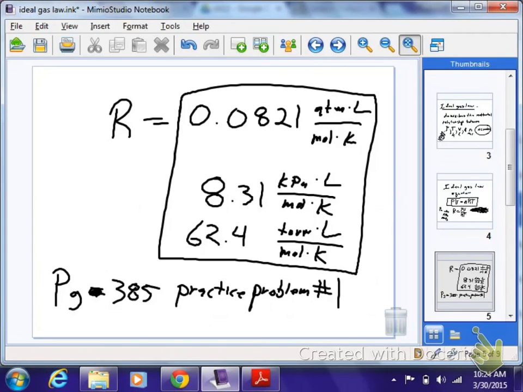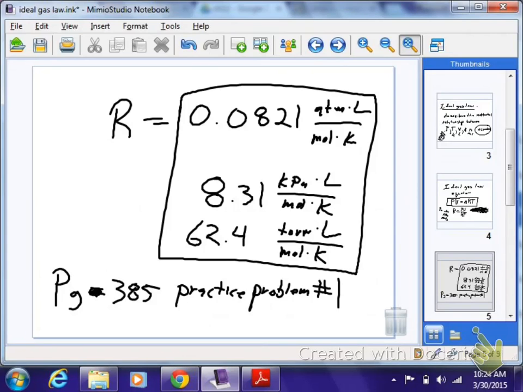And what's that problem asking you to solve for? The pressure. So if you look, again on page 385, number 1, it says, what's the pressure? But it specifies the pressure it wants the answer for. In atmospheres. So which one of those three are we going to use? The first one. The top one. That's our R that we're going to plug into our equation.